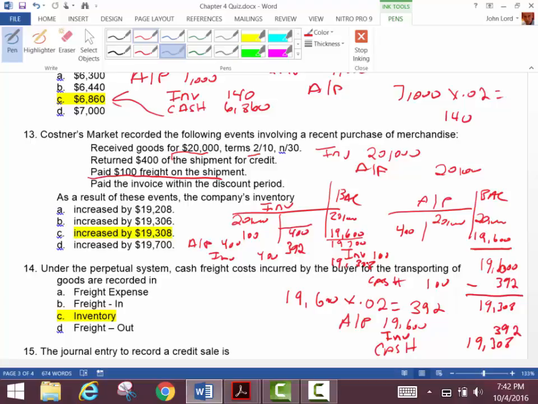The cash amount is correct. 20,000 was what I paid for the inventory, plus what? The 100 freight that I put into the inventory equals 20,100, minus what? Minus the 400. Did I send 400 back? Minus the 400 I sent back is 19,700, minus 392 is 19,308. Calculators, please.